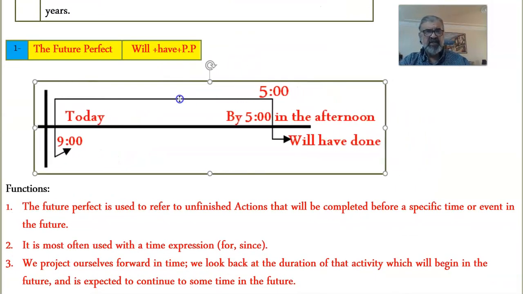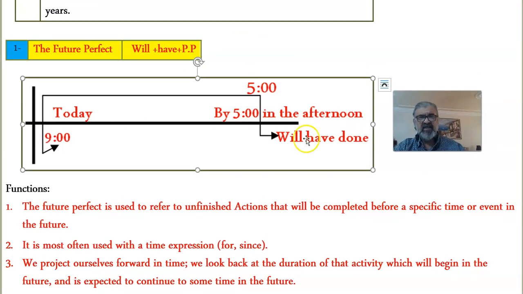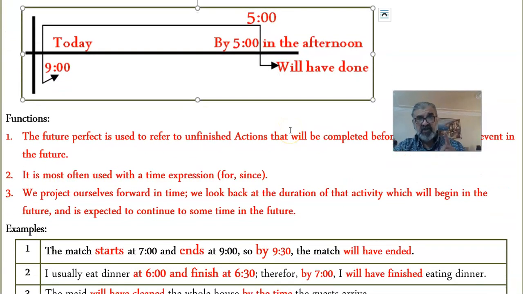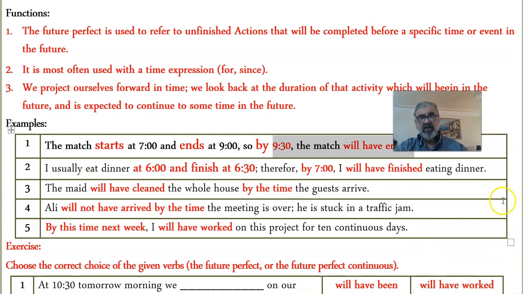If you remember, we discussed this in a previous tutorial, but it's easy. Again, we project ourselves, but we're going to start with the following sentence. The match starts at 7, ends at 9. So now, again, let's say that someone is planning to come and visit me, and he knows how much I'm addicted to watching football. So I told him, don't ever think about coming between 7 and 9. I'll be watching my game. So you could come by 9:30. So by 9:30, the match will have happened. Got it? Easy. Okay, so project yourself to the future.